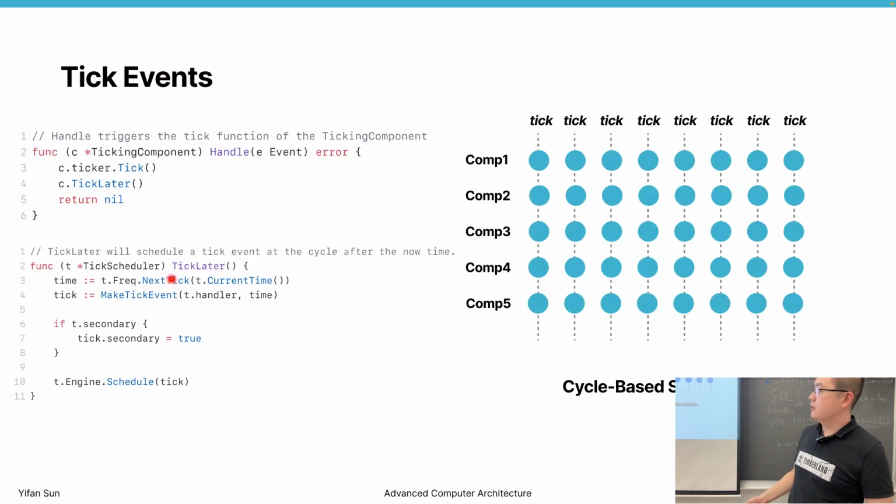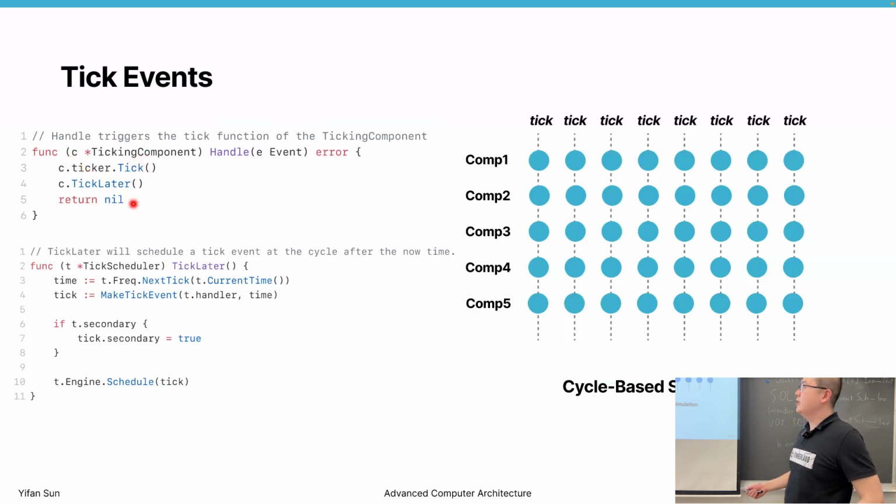It's basically this. Whenever I handle an event, the ticker is the actual component, and we simply let it tick. So in this case, my component only needs to implement one tick function. I only need to implement one tick function.